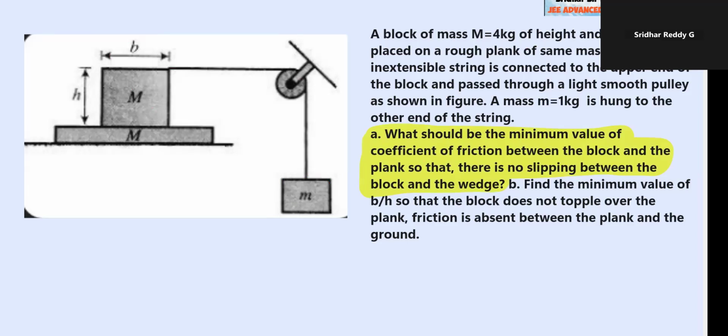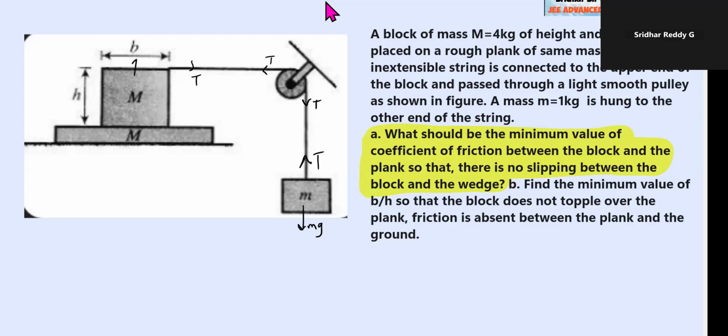Next, find the minimum value of b by h so that the block does not topple over the plank. Friction is absent between the plank and the ground. Does not topple. So first we'll check what is the maximum force for no slipping. So here the tension T, weight mg. The tension should act away from the body.